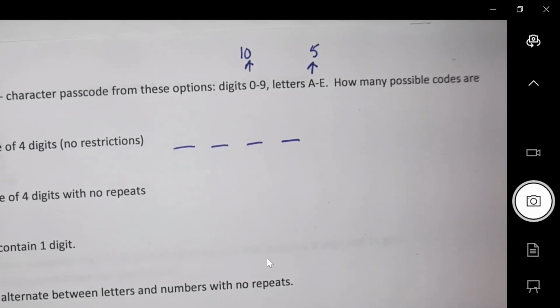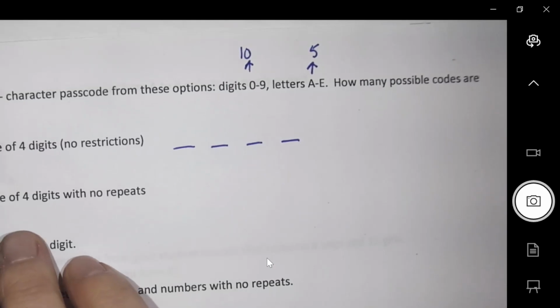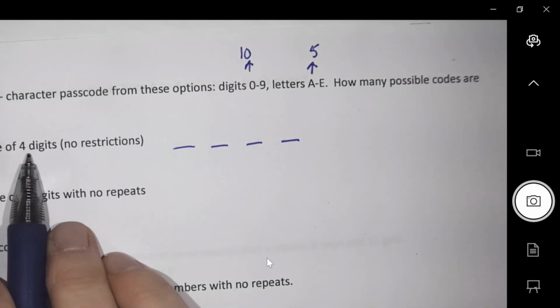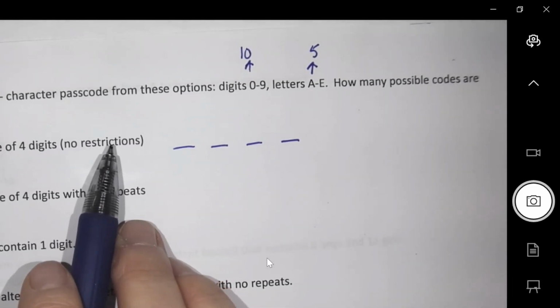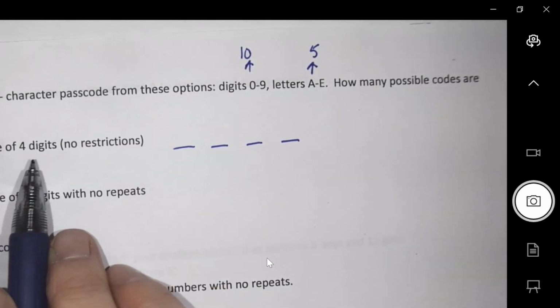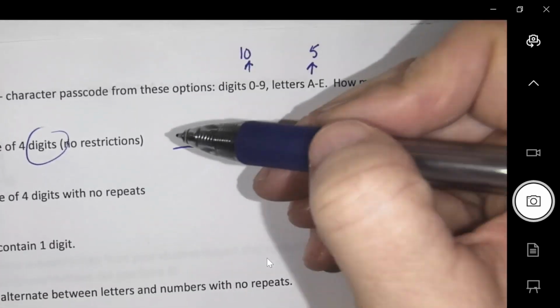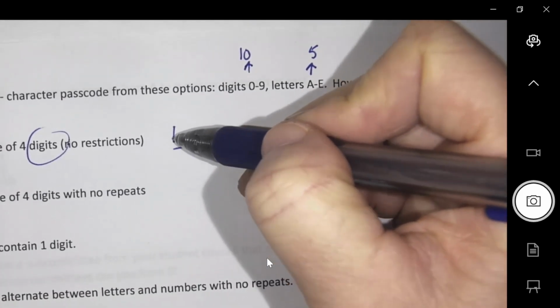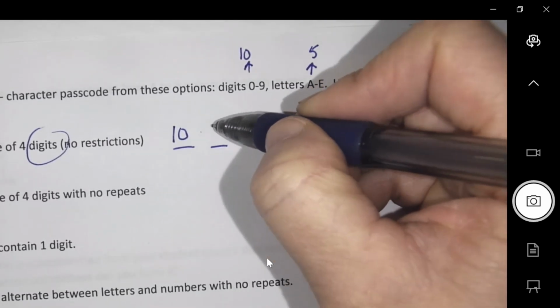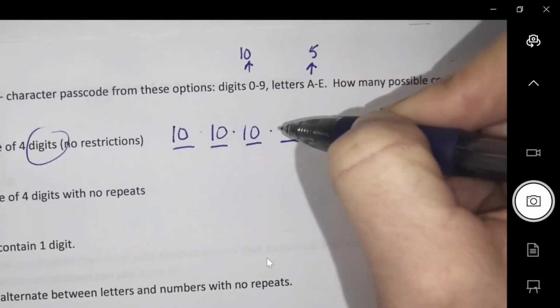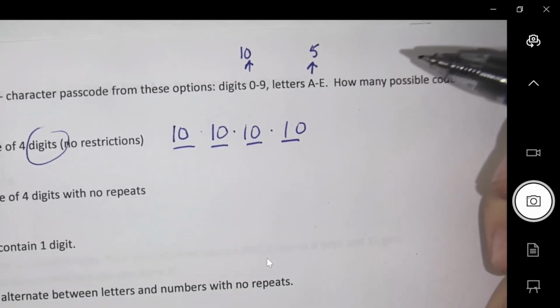Okay, how many codes are possible if it is made up of 4 digits and there's no restrictions, so I can repeat? So digits, they all have to be digits, so this would be 10 options of digits. I have another 10, 10, and 10.